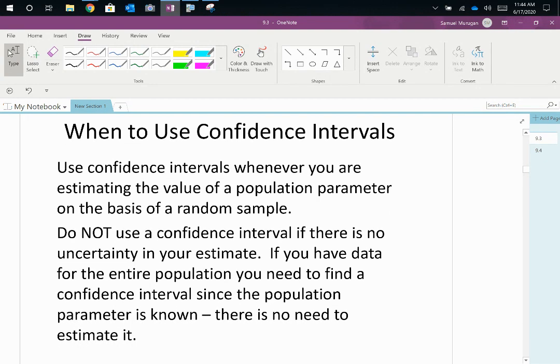When to use a confidence interval? Use a confidence interval whenever you are estimating the value of a population parameter on the basis of a random sample. Do not use the confidence interval if there is no uncertainty in your estimate. If you have data for the entire population, there is no need to find the confidence interval, since the population parameter is known. There is no need to estimate it.